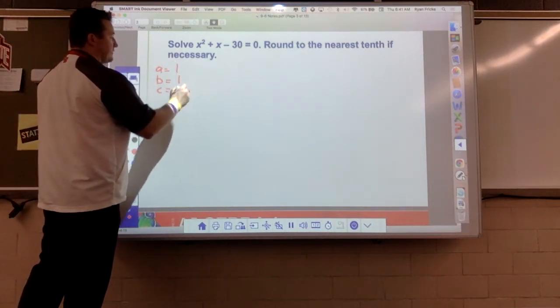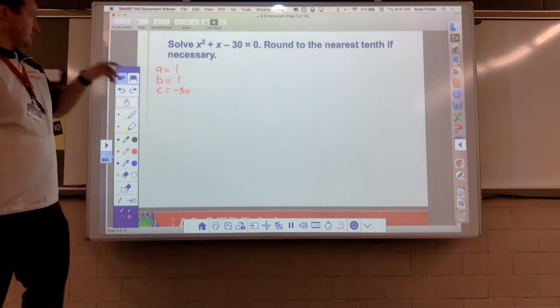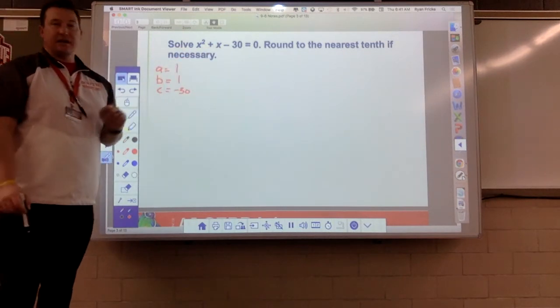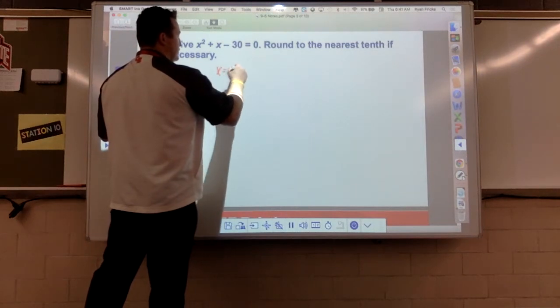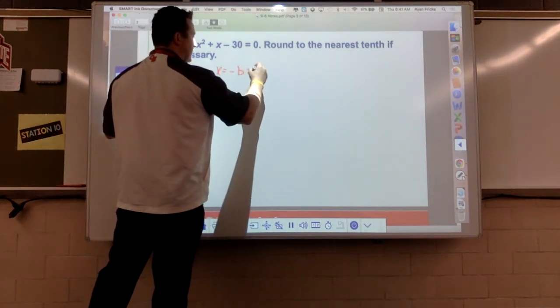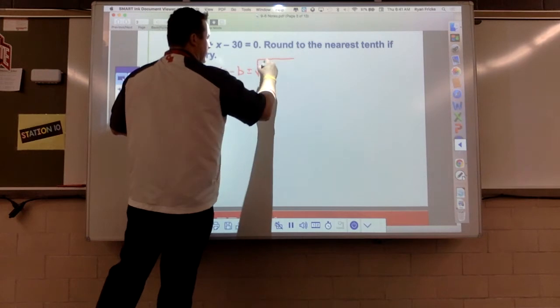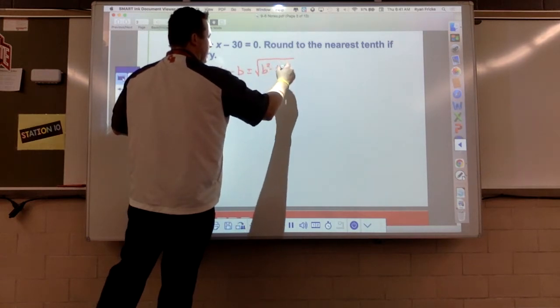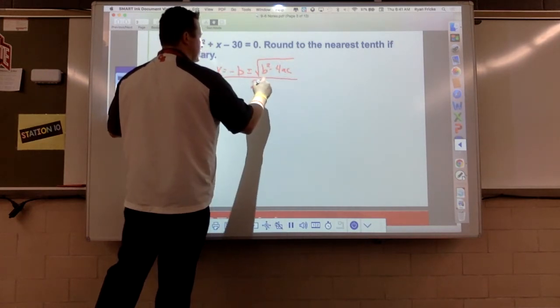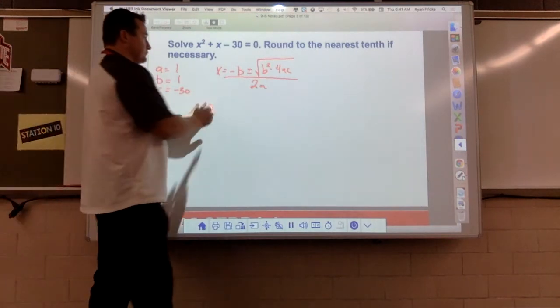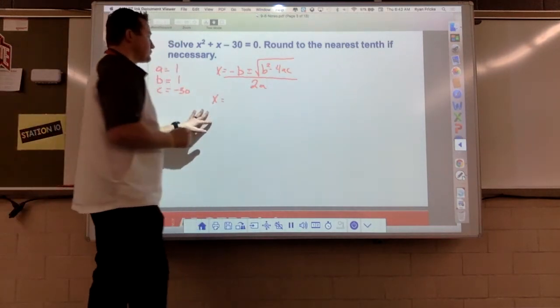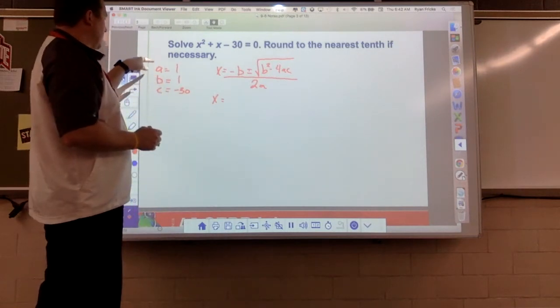a = 1, b = 1, c = negative 30. You guys good with that? Okay. So, x equals the opposite of b plus or minus the square root of b squared minus 4ac, all over 2a. Okay. Good to go.